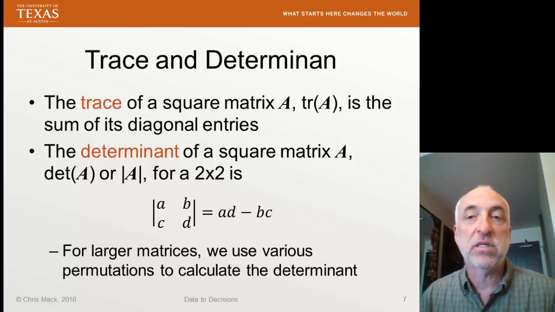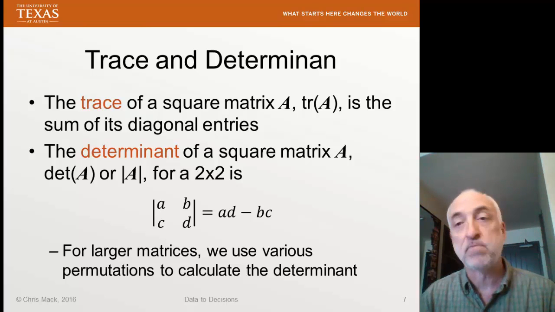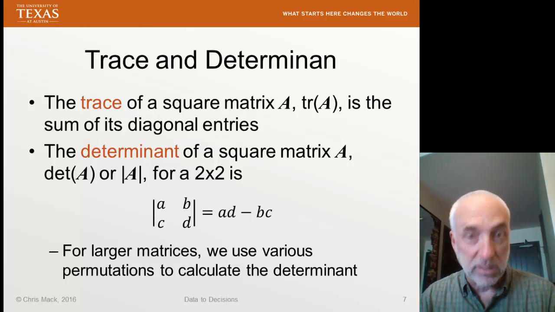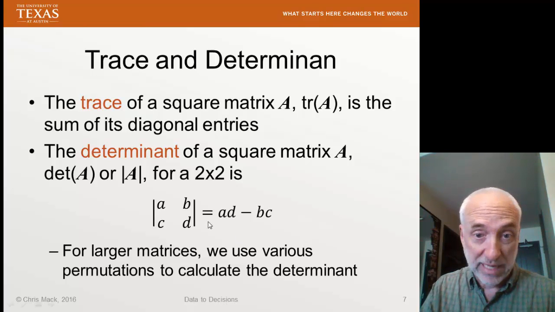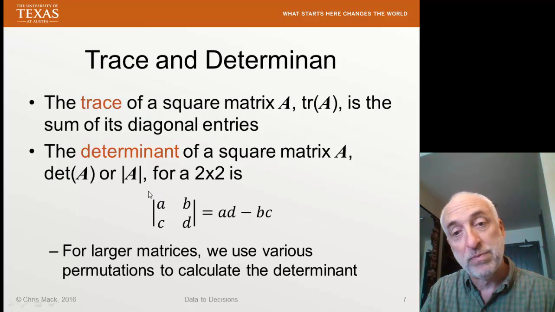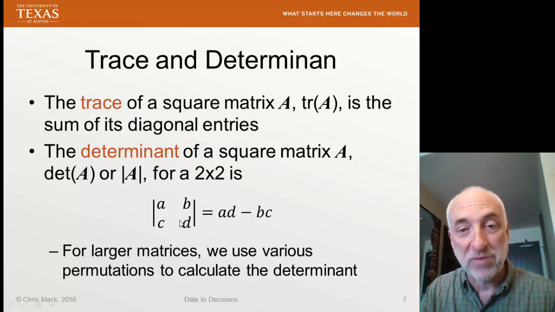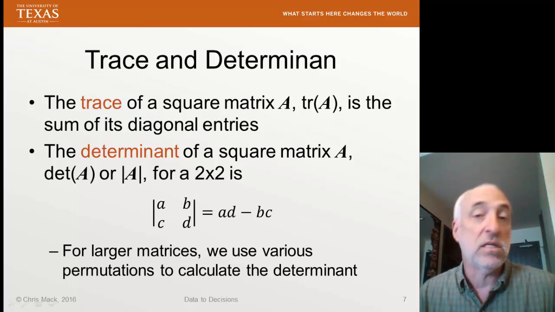The trace of a square matrix is the sum of its diagonal entries, the diagonal elements. And the determinant of a square matrix is frequently used in various contexts. For a 2 by 2 matrix, the determinant would be top left, I'm getting my left-right confused here, top left, bottom right, multiplied, subtracting off the opposite diagonal. So A times D minus B times C. So the determinant is a number.